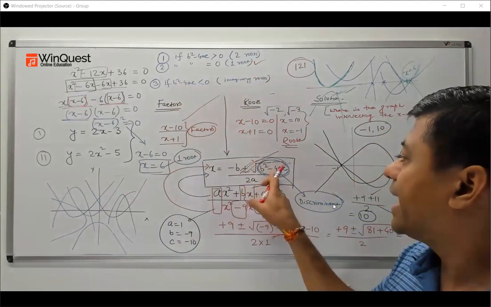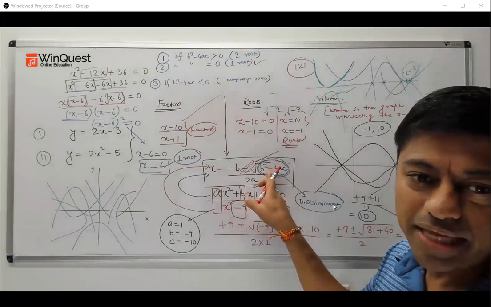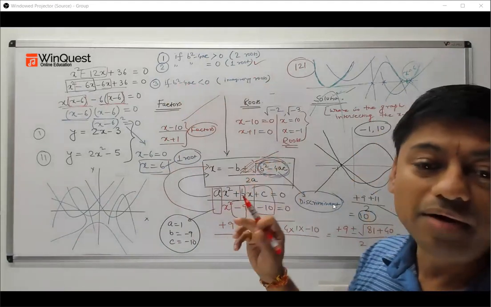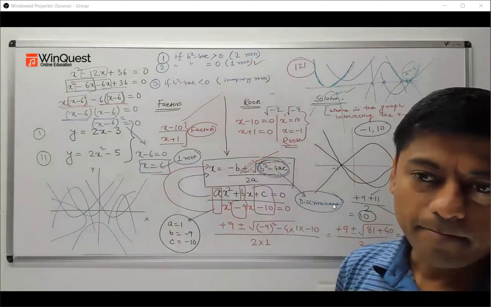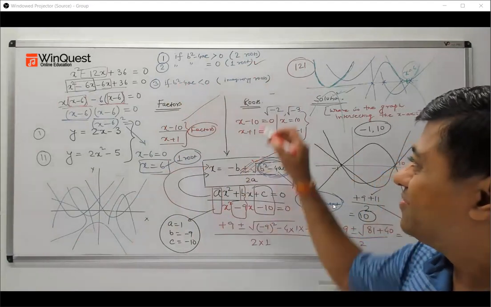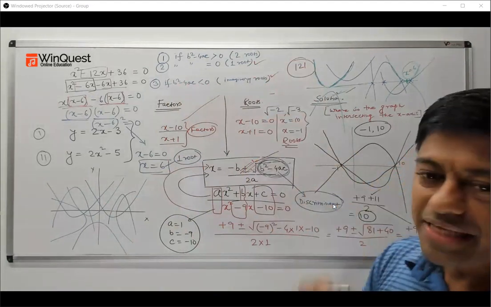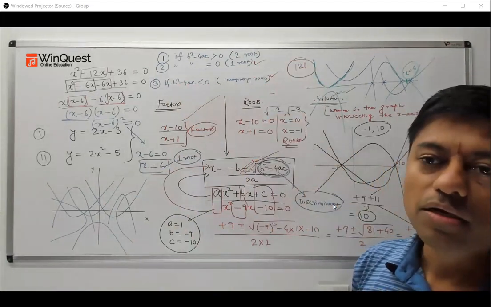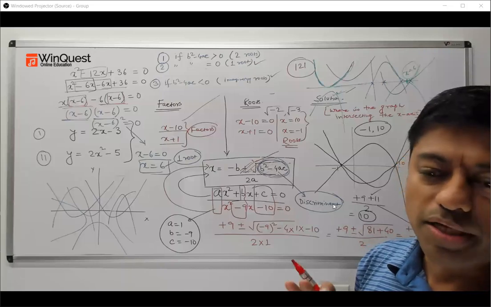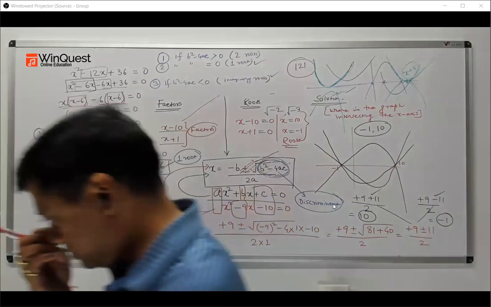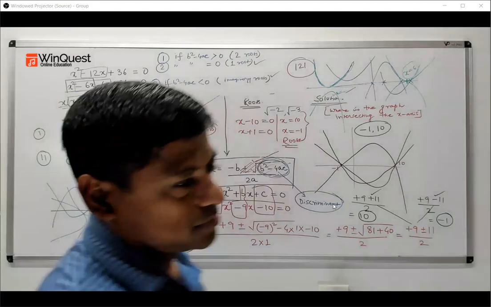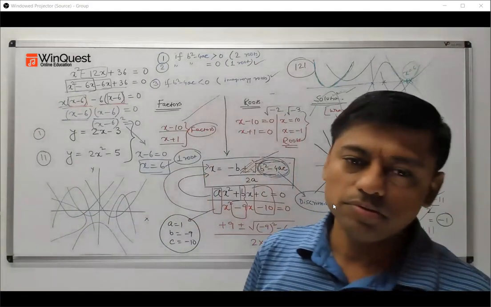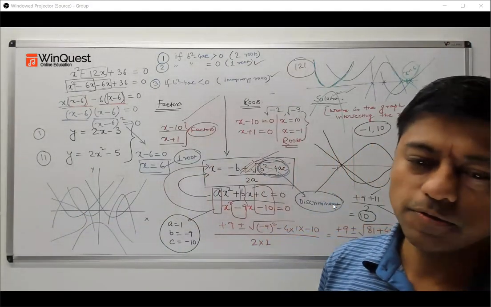And if this goes negative, b square minus 4ac is negative, then the square root becomes a negative term. And as soon as it becomes negative, you will get imaginary roots. In that situation, the parabola does not touch the x-axis. How far are we clear? Clear.